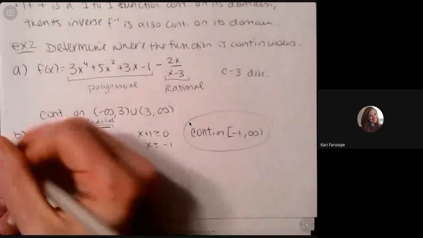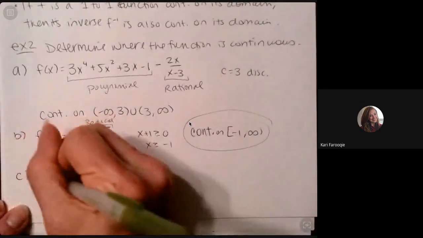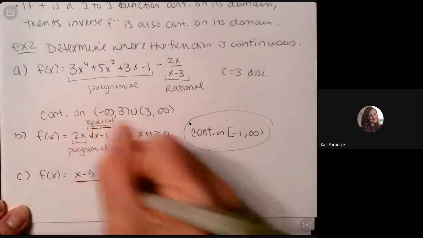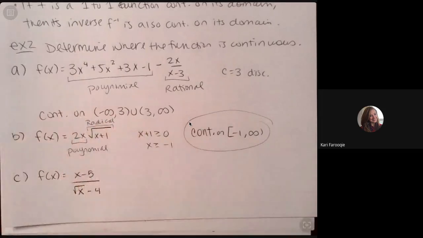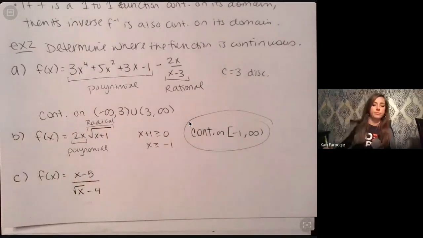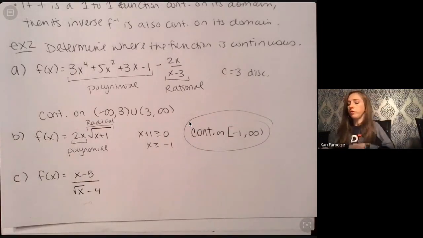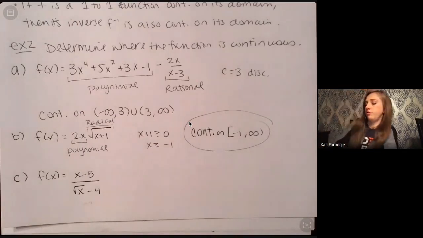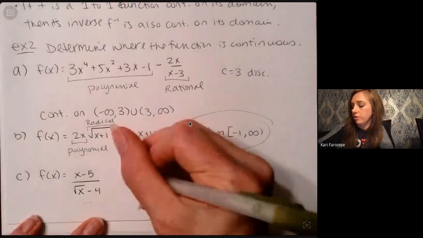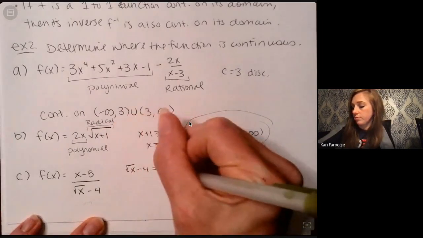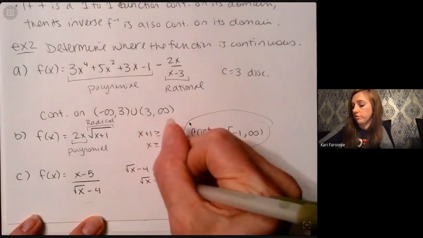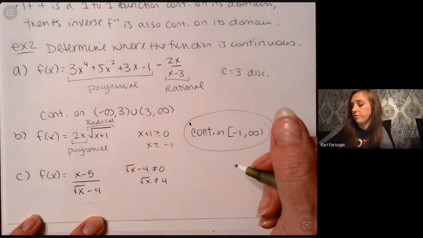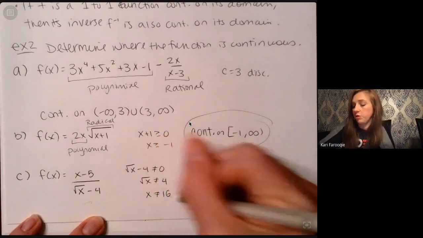Now for C, we have f of x equals x minus 5 divided by the square root of x minus 4. Okay. Now you have two issues here. First of all, you need to verify that your denominator is not going to end up being 0. So you need to make sure that this denominator does not equal 0. To do that, you can say that the square root of x cannot be equal to 4. And then square both sides, and you get that x cannot be equal to 16.